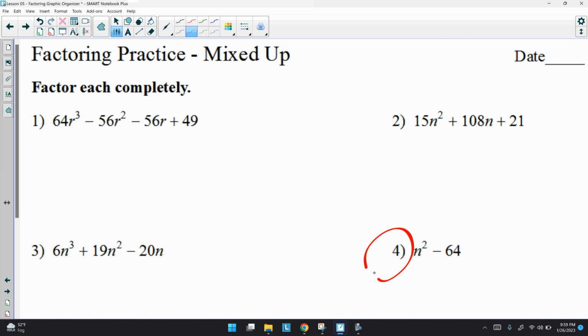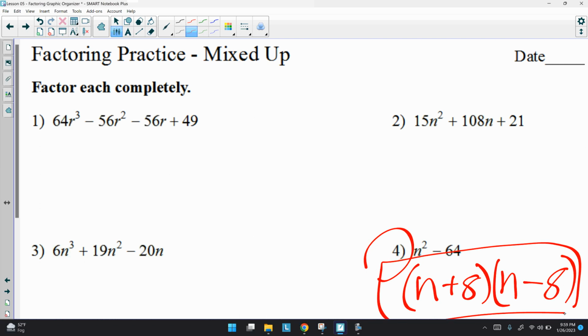So start with your parentheses. In 64, square root of 64 is 8. 8, make one positive, make one minus. I think I hit them all. Let's see if there's something kind of wacky that might need some of my attention. I think that's about it. Again, remember, study.